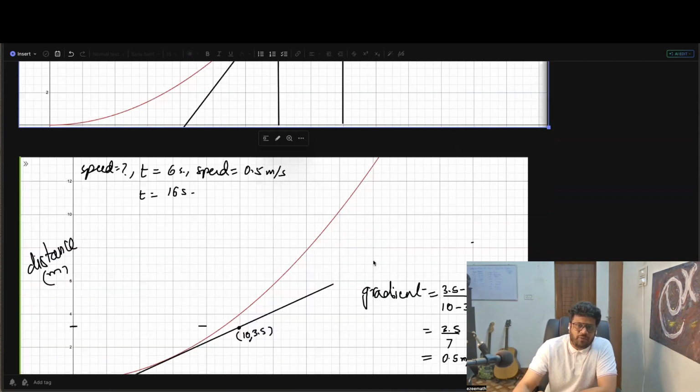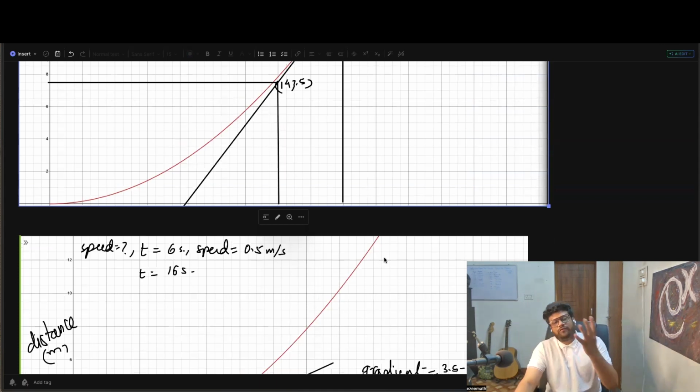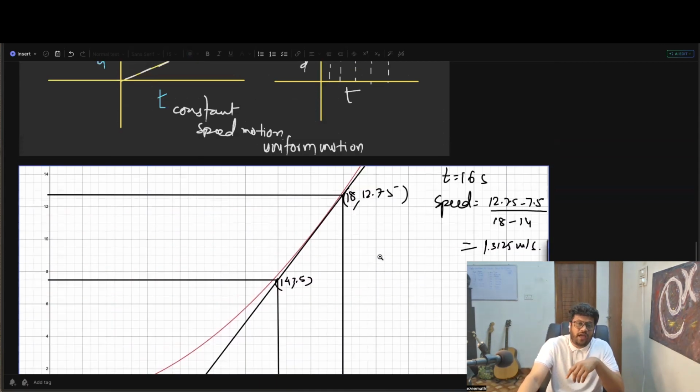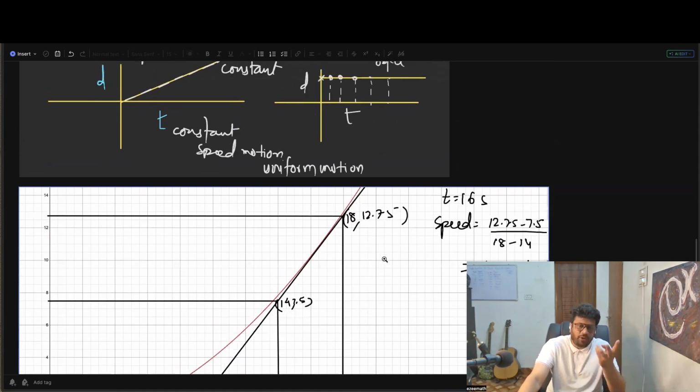And there was one other trick. So for finding out the speed at various time values, I showed you two examples. That's about it. Only 2 or 3 things for this video, and that's all.